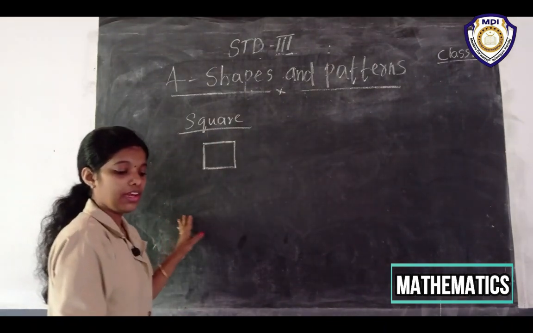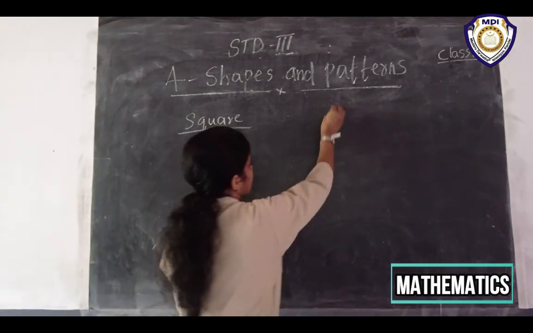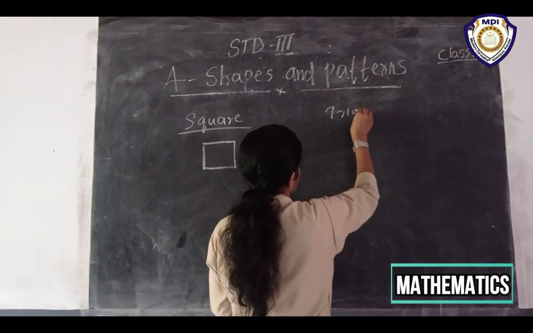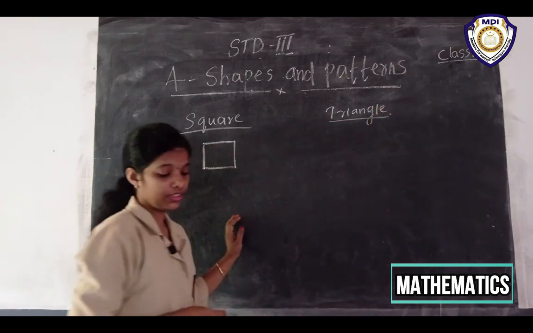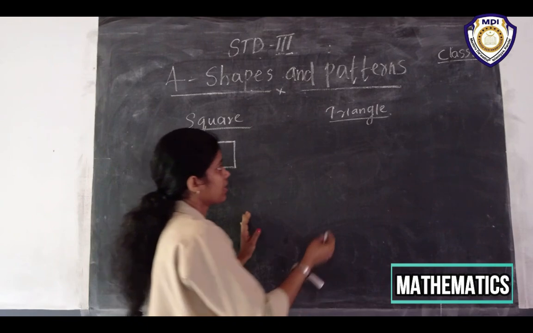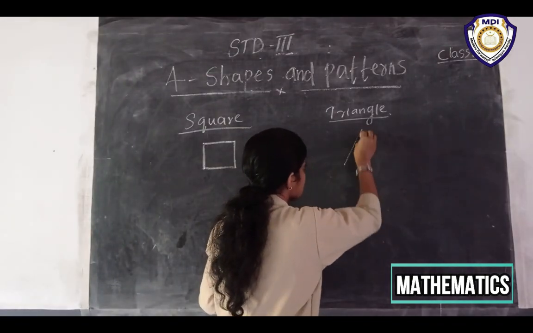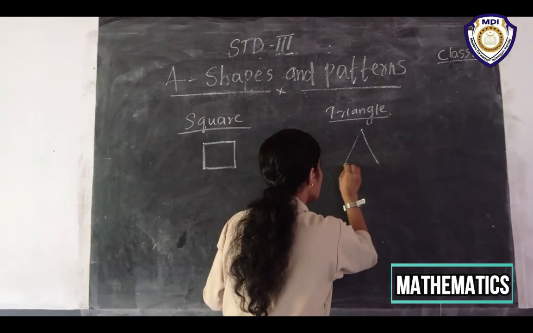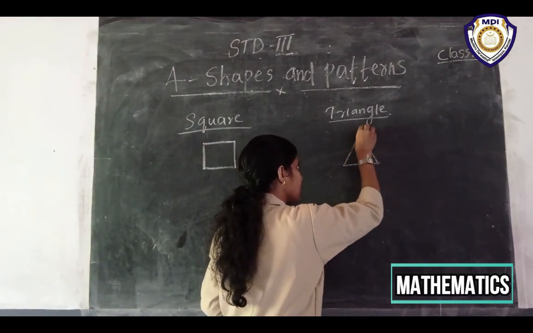Then next one is triangle. Triangle has only three sides.